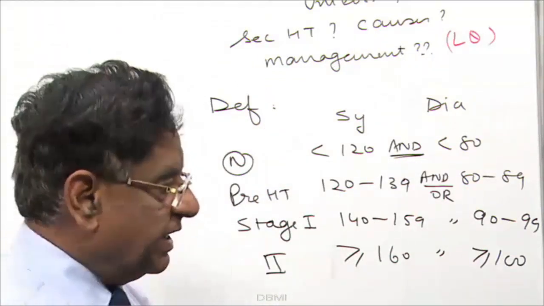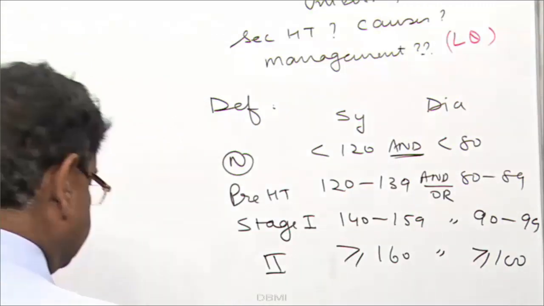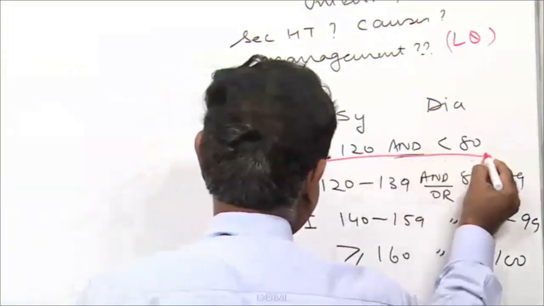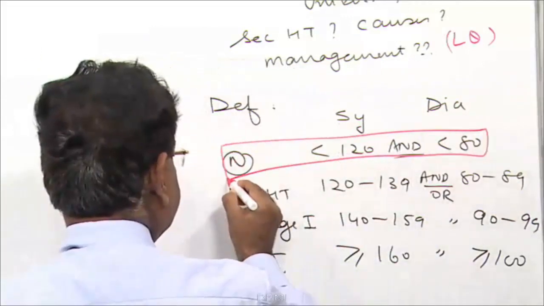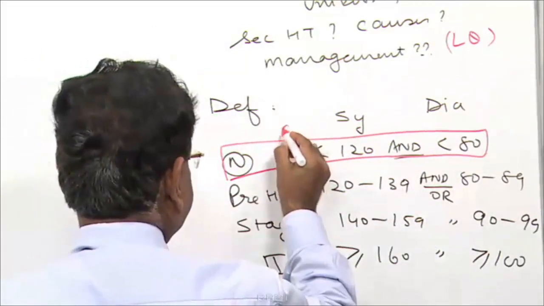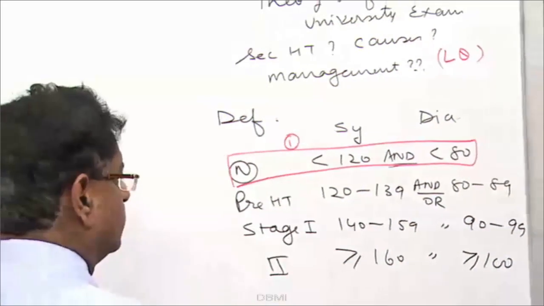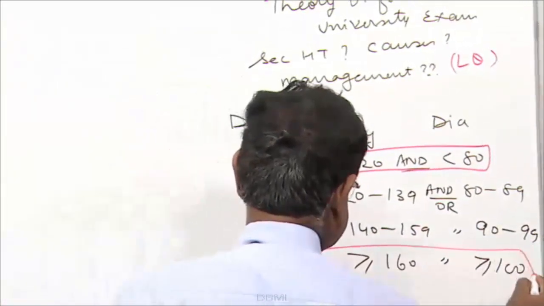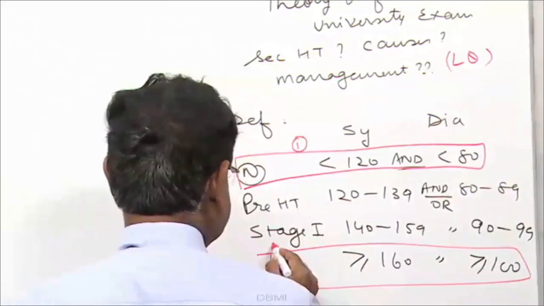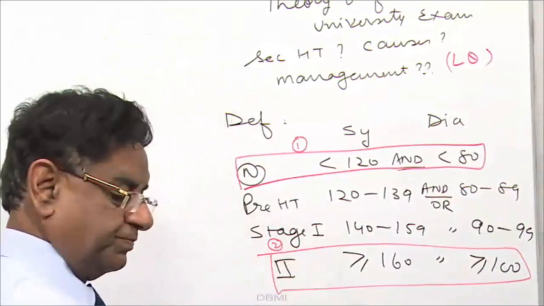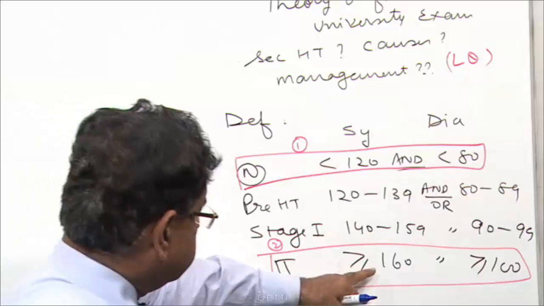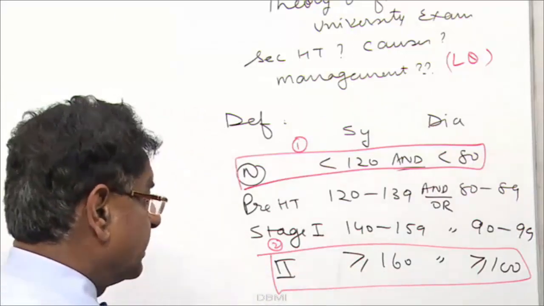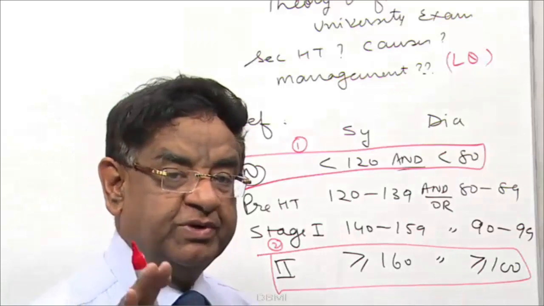Now, the MCQs: there are two MCQs. First MCQ, normal BP is below 120 and below 80, circle number 1. And stage 2, so-called severe hypertension, is above 160, this is circle number 2. This is the second question, what is stage 2. But now what question will come to you?